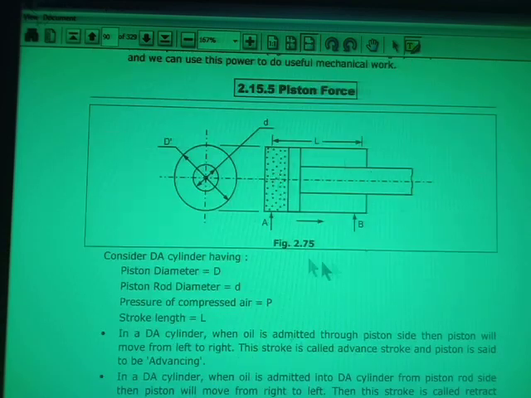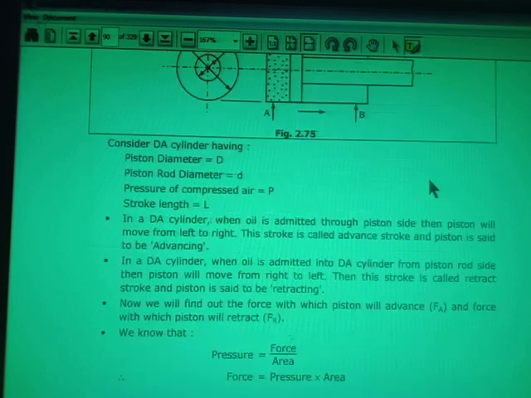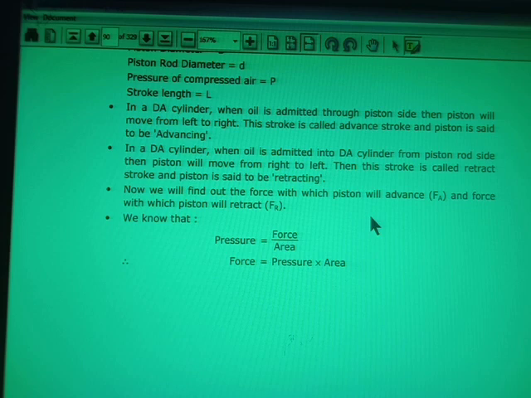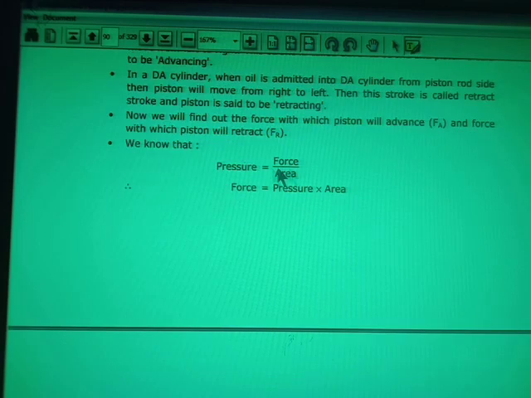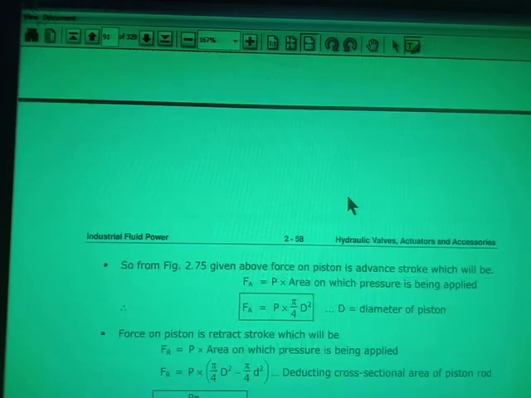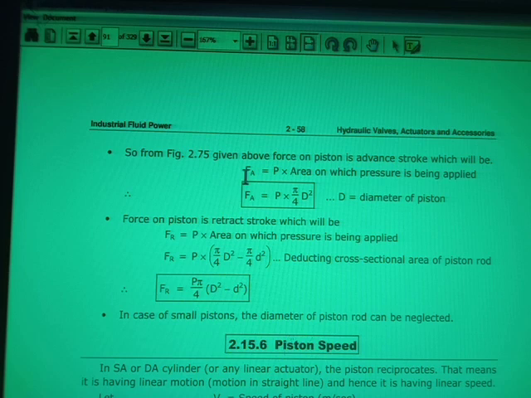Suppose we want to find out how much force will be exerted on this end. That force we call the force by which the piston will advance. So how much force will be required? Pressure is nothing but force divided by area, so force will be nothing but pressure into area. You can see force is equal to pressure into area. Now if I want to calculate the force required to advance, meaning to move the piston in the forward direction, it will be given as P into pi by 4 d square.